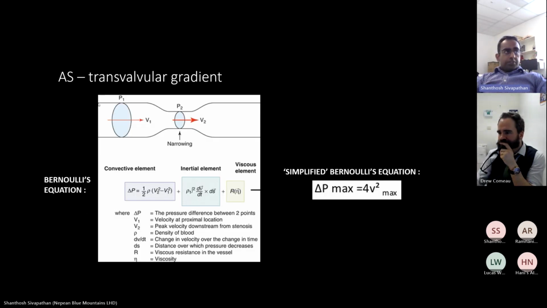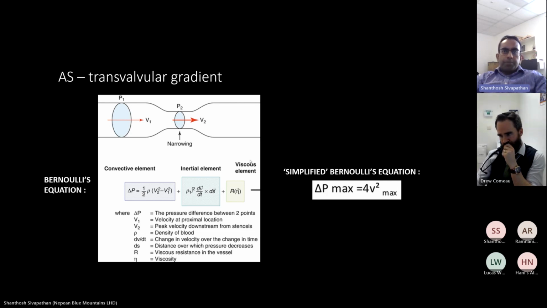We'll look at the transvalvular gradient, and this is using the Bernoulli equation, which is based on the law of conservation of mass, which essentially states that energy in an isolated system remains constant. You can't create it or destroy it. It only can be transformed or transferred from one form to another. So blood flow through the heart vessels obey the same laws of conservation of energy.